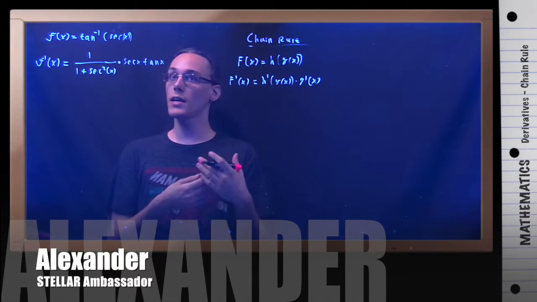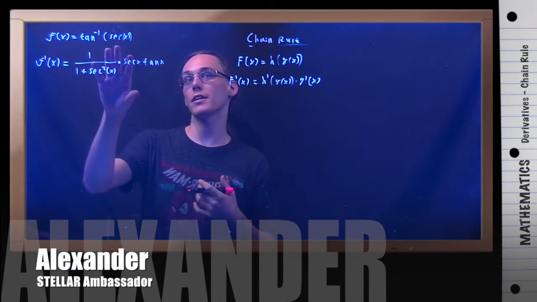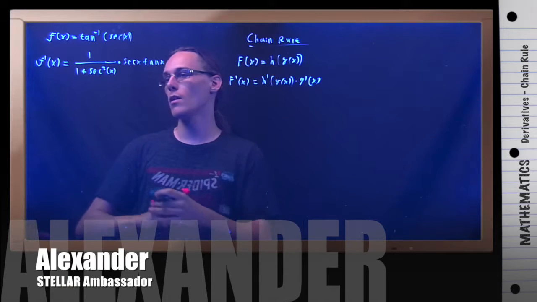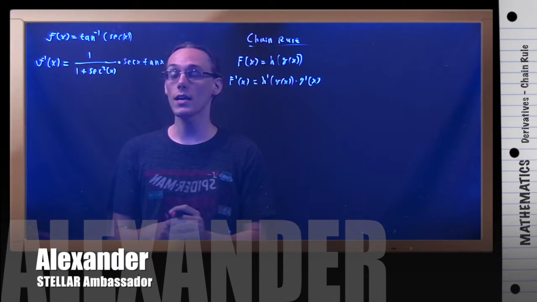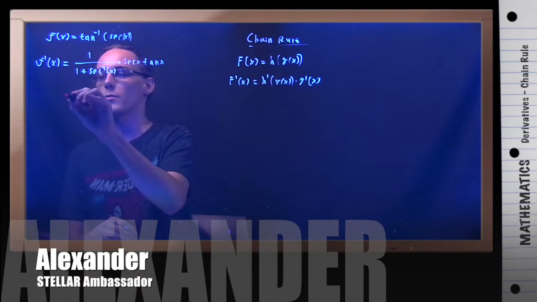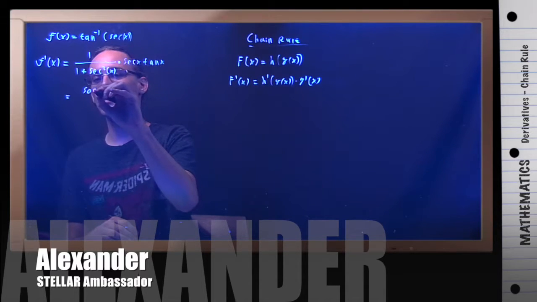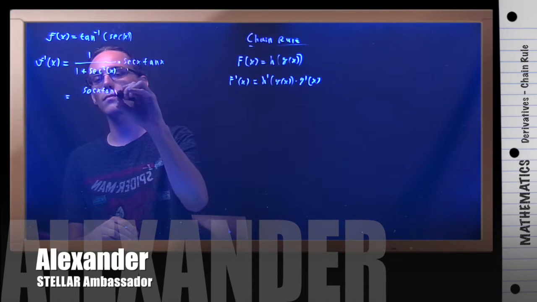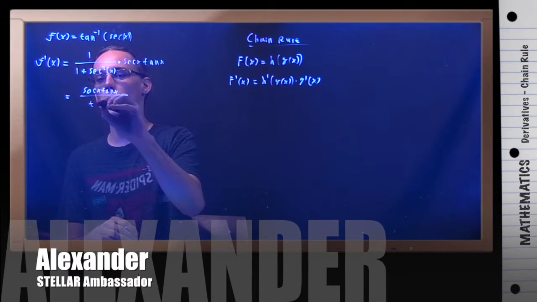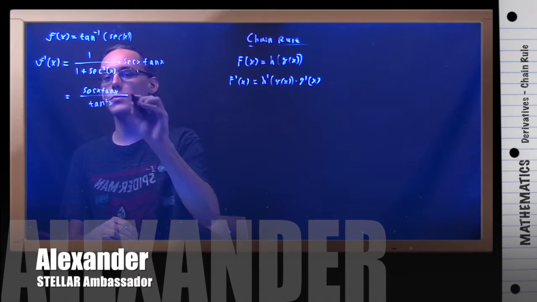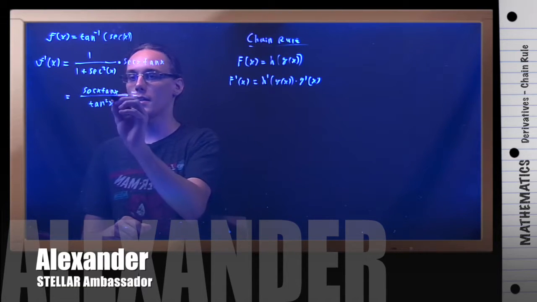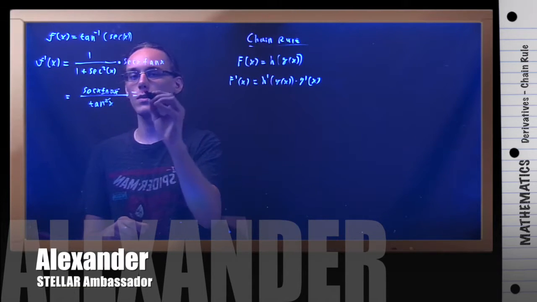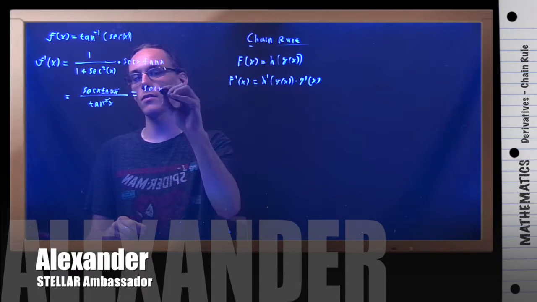Now we're going to have some trig because there's some trig identities here, and I can greatly simplify this. 1 plus secant squared is an identity, and what it is equal to is tangent squared. And so I'm going to have secant times tangent over tangent squared. Again, that's because that's what 1 plus secant squared is. Well, a single tangent is going to cross out here. So I'm going to have secant over tangent.